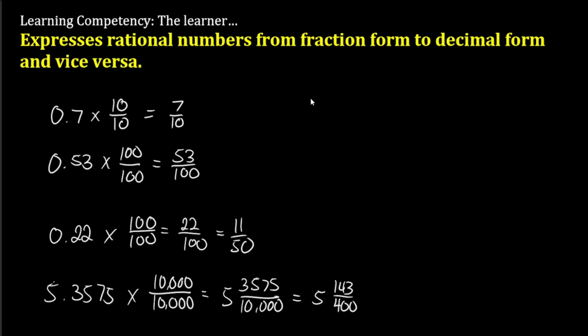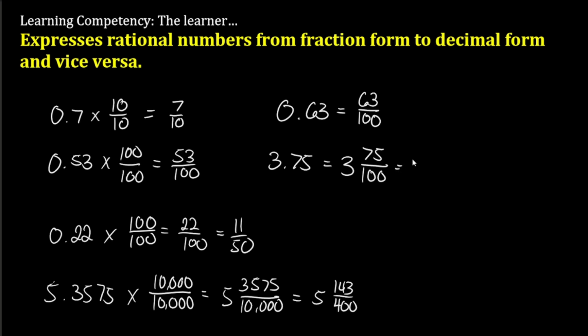What if we have a repeating decimal? Let's say 0.66 repeating. Same logic, but this time, now that you know the process, you can just do, for example, 0.63. And in fraction form, this is going to be 63 over 2 decimal places, 100. And I believe this is already the lowest form. Let's have one more. 3.75. This is going to be the whole number 3. 75, 2 decimal places, so 1, 2. And the lowest term for this is 3 and 3/4.